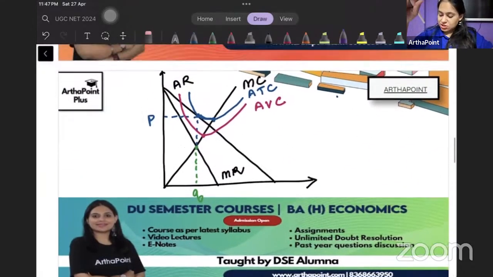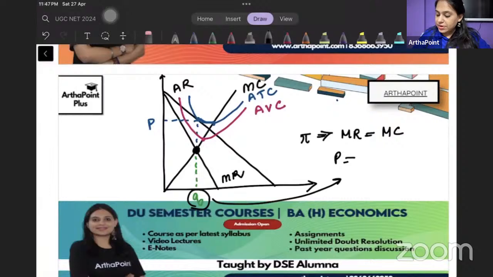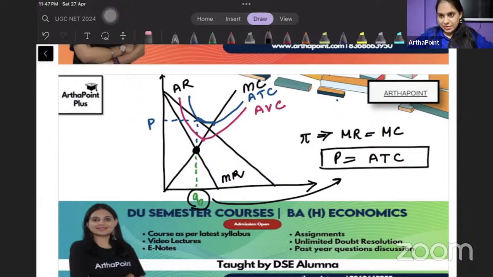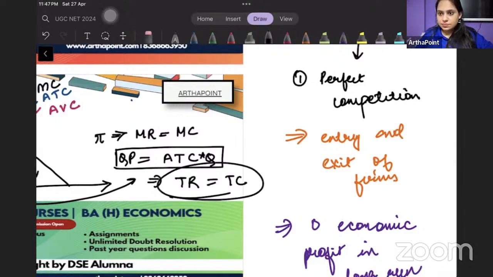So according to that, children, just try to see. I am at my profit maximizing condition only. That my MR is equal to MC. This condition is met. But at this quantity, my price and average total cost are equal to each other. So beta, this means that my total revenue, if I multiply both sides by quantity, total revenue and total cost are equal. So my economic profit is zero.